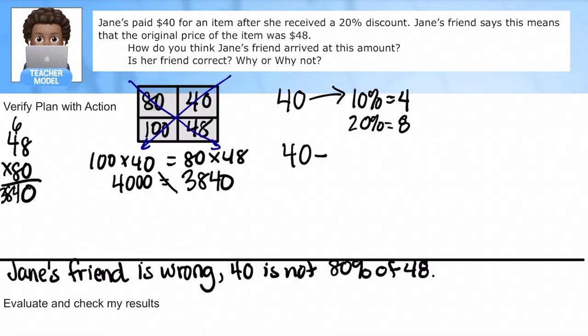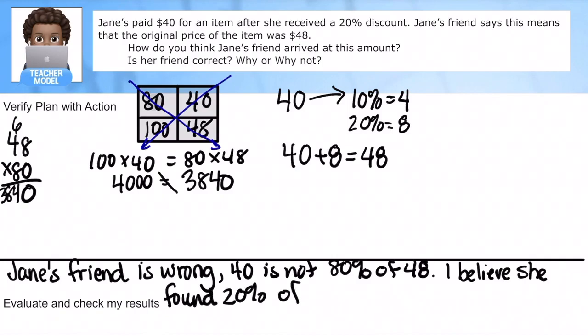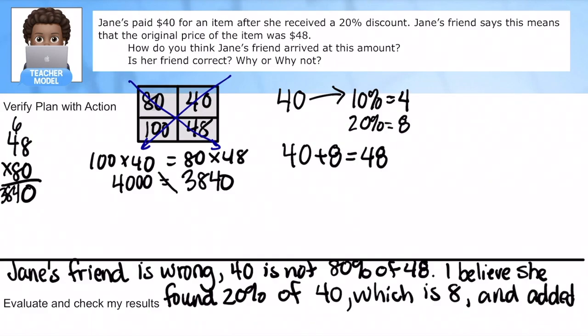And I think she just added 40 plus 8 to get 48. So I believe she found 20% of 40, which is 8, and added 40 plus 8 to get 48. All right, so that's my theory. So let's say we want to know what it actually costs. Let's actually do that math. How would I set that up?